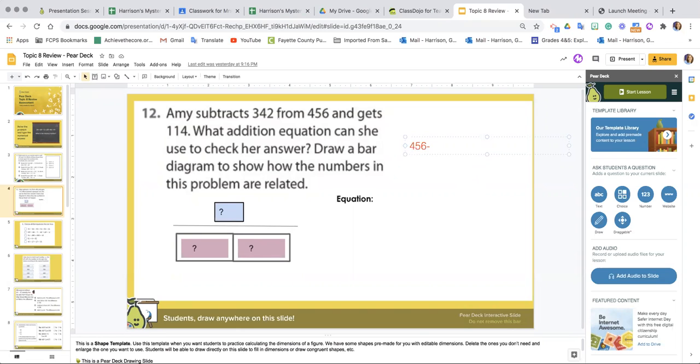456 minus 342 equals 114. Well, the question is, put it into this bar diagram, but also what addition equation can she use to check her answer? So that is with the inverse property or the inverse relationships there. We've talked about how we could use an opposite operation to check our work.